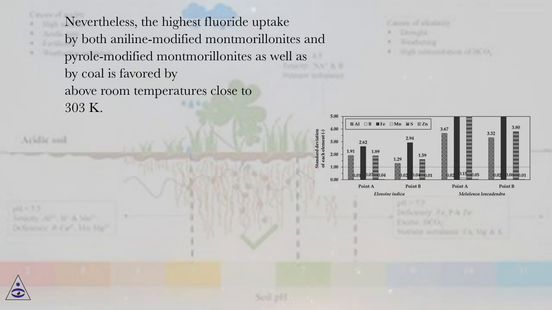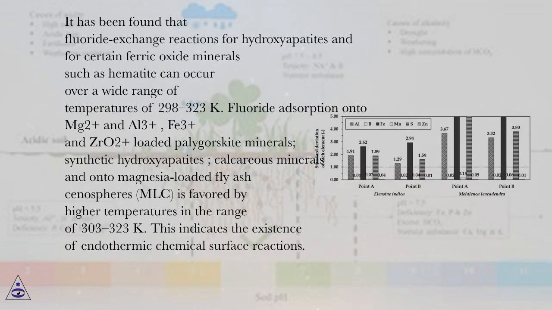Nevertheless, the highest fluoride uptake by both aniline modified montmorillonites and pyrrole modified montmorillonites, as well as by coal, is favored by above room temperatures close to 303 K. It has been found that fluoride-exchange reactions for hydroxyapatites and for certain ferric oxide minerals such as hematite can occur over a wide range of temperatures of 298 to 323 K.